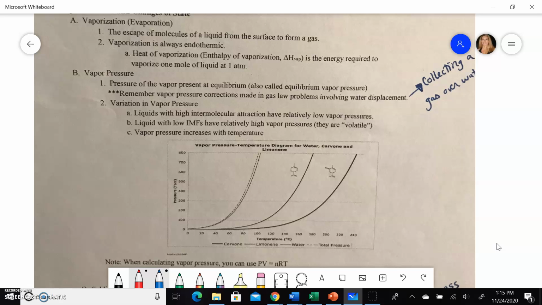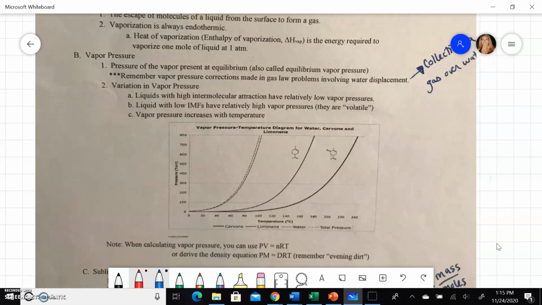And we talked about this when we talked about collecting a gas over water, that you have to correct for the pressure of the gas by subtracting out the pressure of the water vapor. And that is dependent on the temperature of the water. So the hotter the water, the more of it will evaporate, so you'll have a higher vapor pressure.